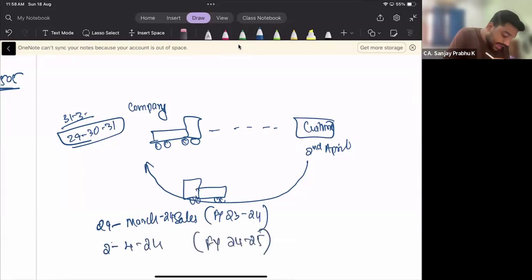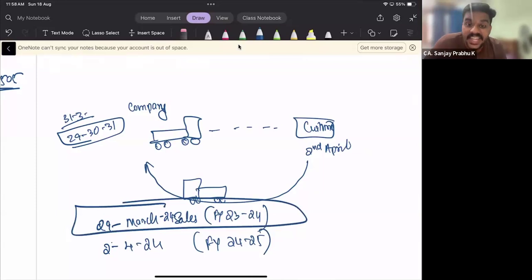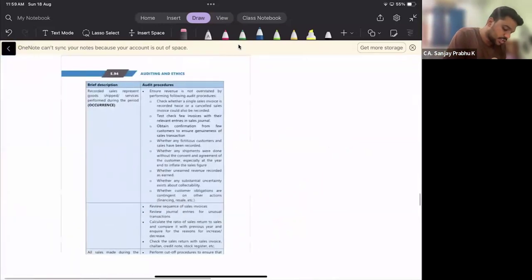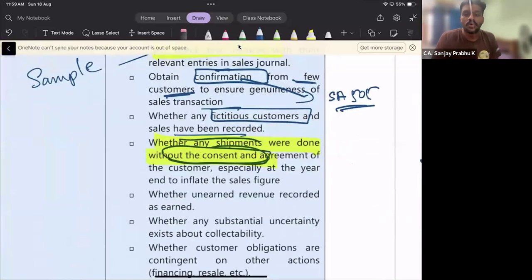So the financial target is achieved, and the sales return happens in the next year. Such kind of things can also be done by the companies. So what will auditor do? How will an auditor identify such kind of things? The auditor will check the sales returns in the first two weeks of the next financial year, in the sales book. The auditor has to verify such kind of things: whether any shipments were done without the consent and agreement of the customer.